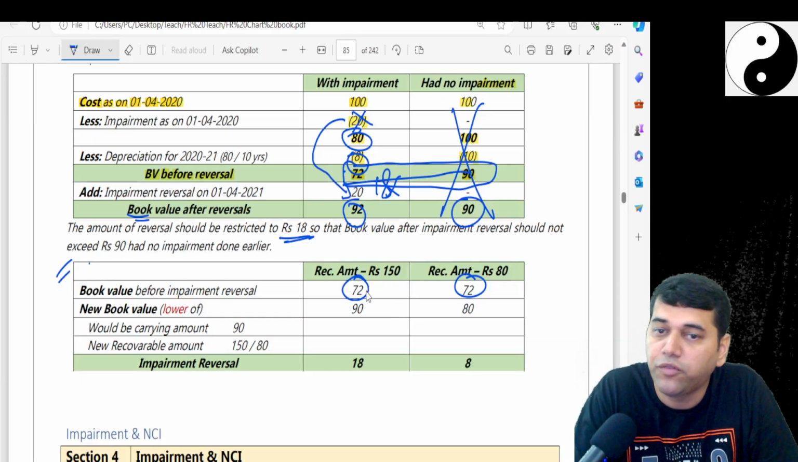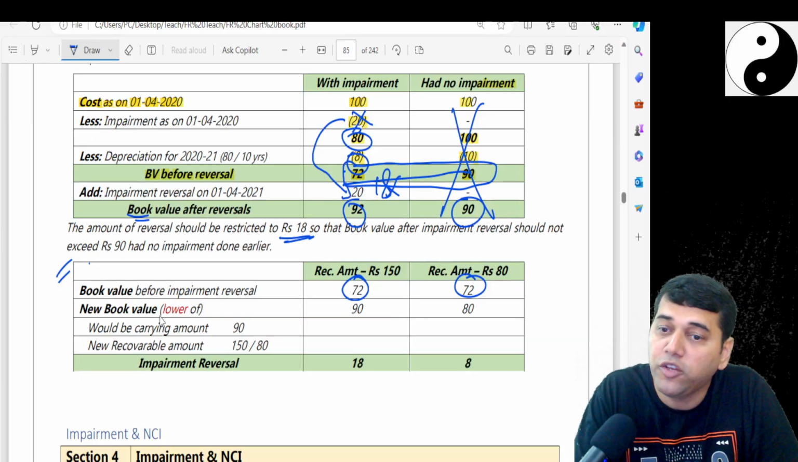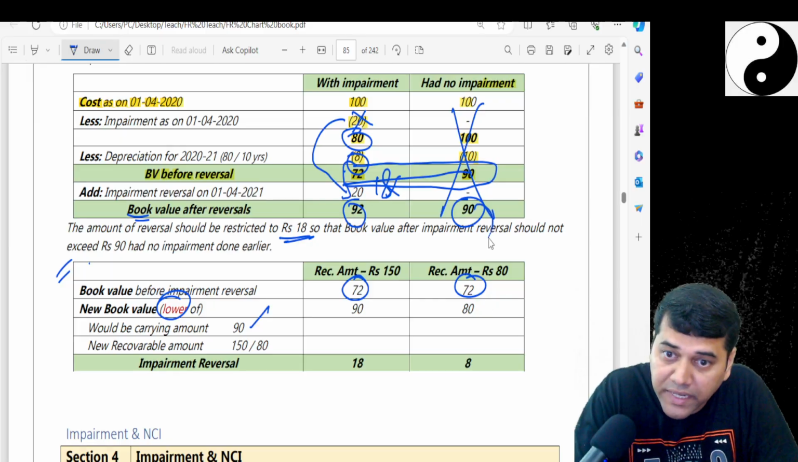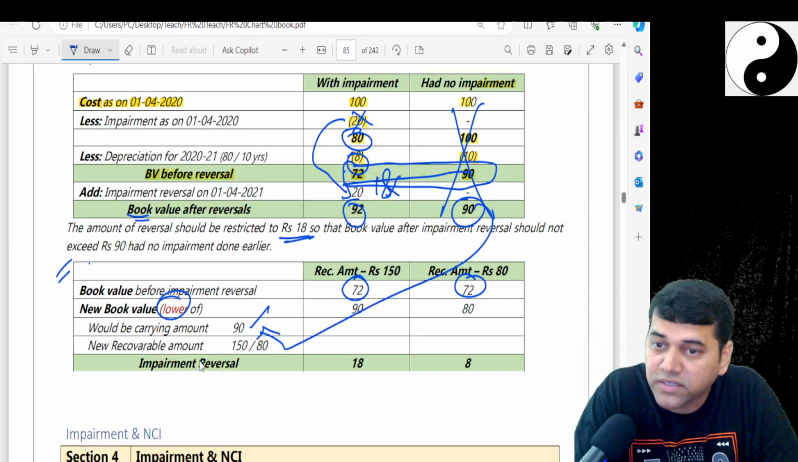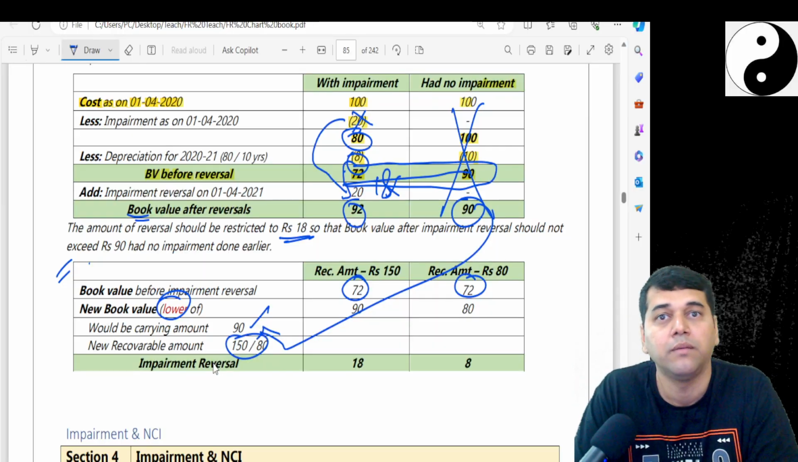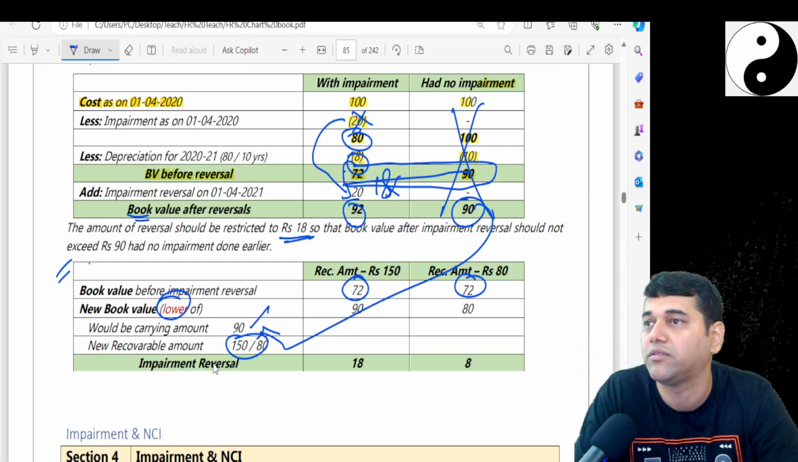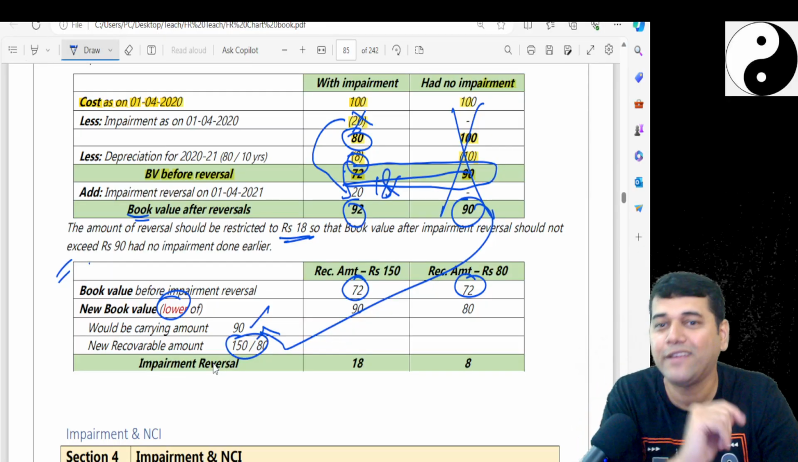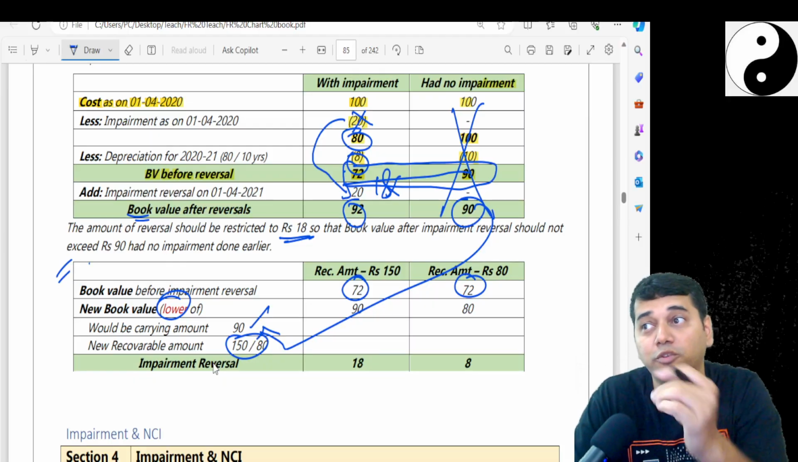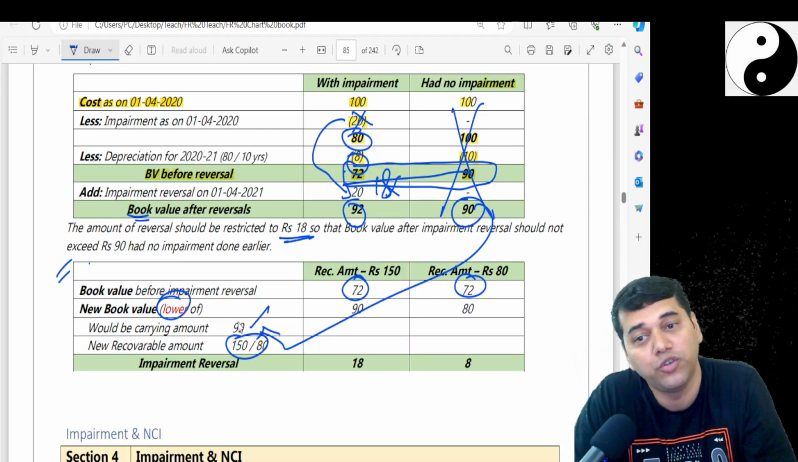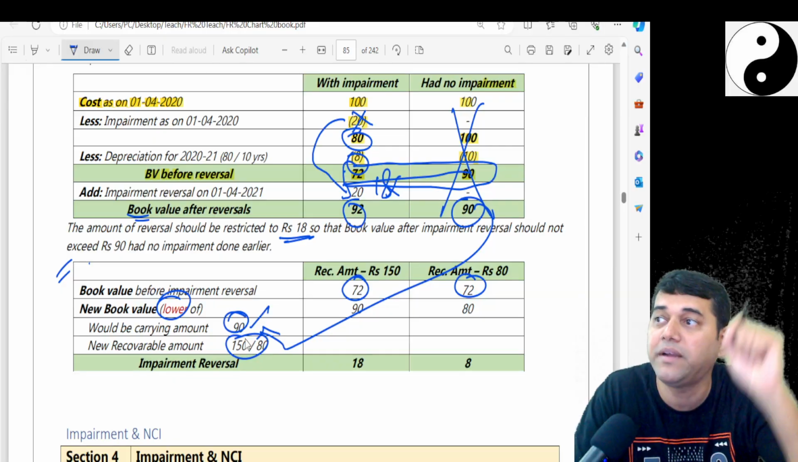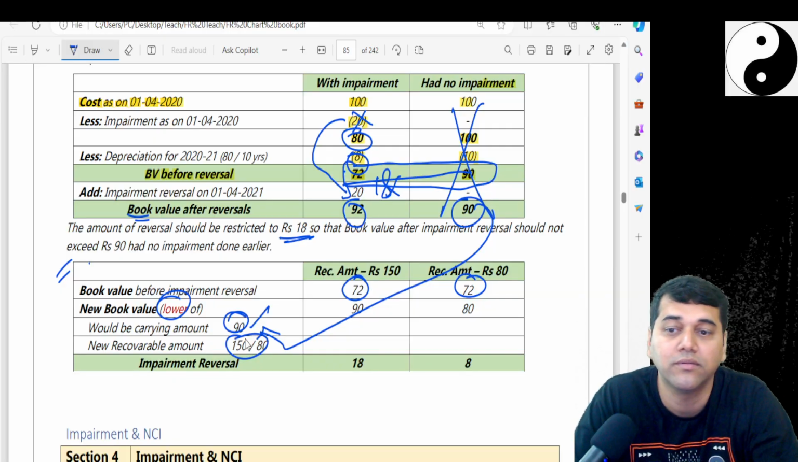I say my book value before reversal is 72. What should be my new book value, which is the lower of the would-be carrying amount, which is a separate calculation, versus the new recoverable amount. Because possibly my recoverable amount is less than the would-be carrying amount. Otherwise life would have been very easy here. Just compare would-be carrying amount and say reversal. No, reversal should be the lower of would-be carrying amount and recoverable amount at the time of impairment reversal. Are you clear about this concept?